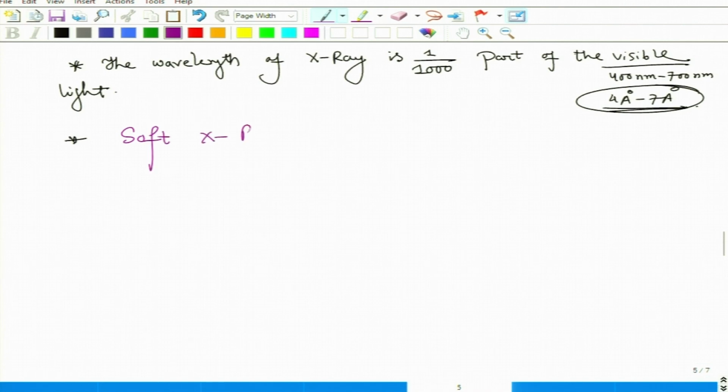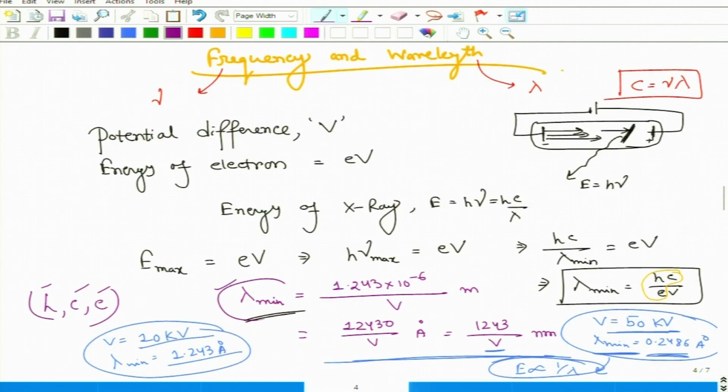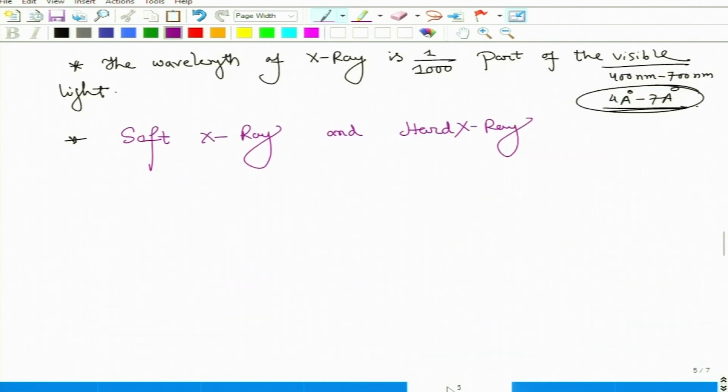We can classify X-ray according to the wavelength or the energy. From here we know that the lambda min will depend on the V, so we can vary it by varying our potential gradient. So there are two kinds of X-ray, we can say soft X-ray and hard X-ray. What is the definition of soft X-ray and hard X-ray?